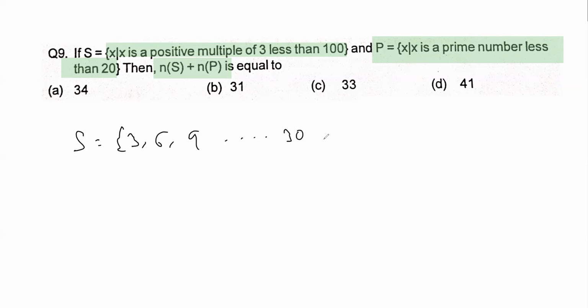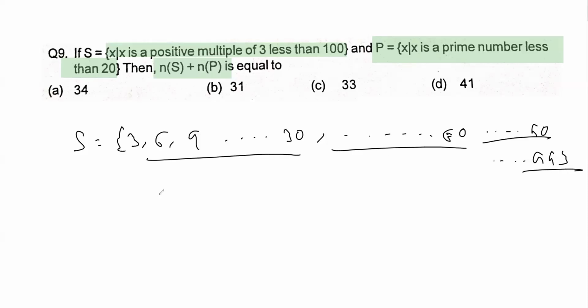So I can see till here it will be 30, and from 33 onwards, I can see till 60 it will be 20, and 90 like that. You can see till 99. So there are how many? You know that till 99 has to be 33. It is easy to understand: 10, 20, 30, and then 3. So n of S has how many elements? 33. And n of P is what?